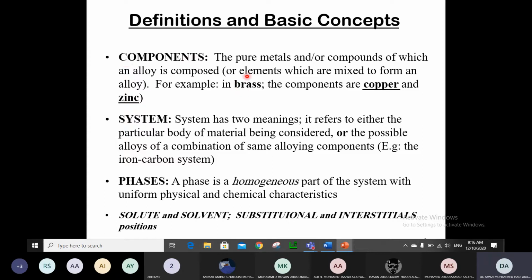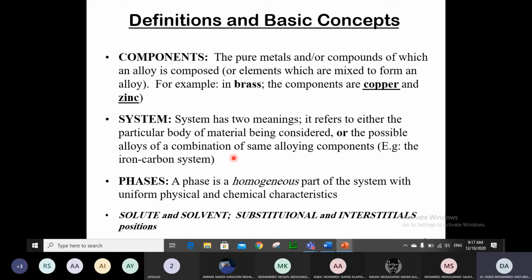Components, for example, let's say brass. If you remember, brass consists of two components: the copper and the zinc. This is how it is used. So the components of the brass are the copper and zinc. As simple as that. And the word system, for example, when we say the steel system or the iron-carbon system, which has two components, basically iron and carbon. You have the brass system, which consists of two components, copper and zinc. So when you hear components, you now understand that it's the components of a system.